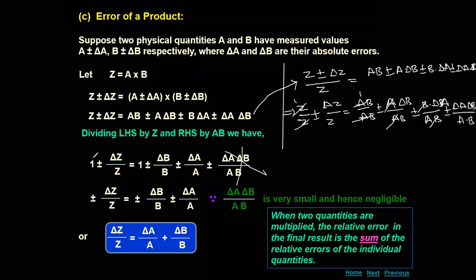this one is cancelled now. So what is left? Plus or minus delta z by z is equal to plus or minus delta b by b plus or minus delta a by a. Now plus or minus are there on both sides. If I take plus or minus out common, the plus or minus will cancel out. So what will be left? Delta z by z is equal to, here plus or minus is cancelled out, delta b by b plus delta a by a will be there.